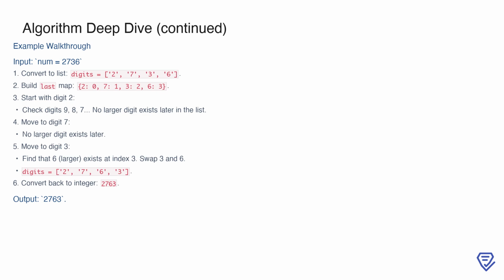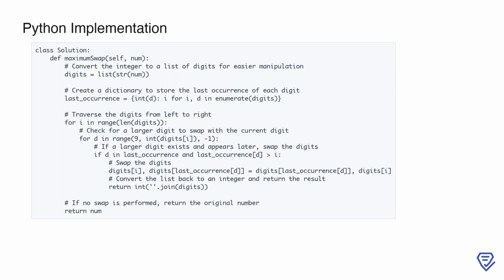We swap 3 and 6, resulting in the list 2, 7, 6, 3. Finally, we convert this list back into the integer 2763, which is the largest number achievable with one swap. The output for this example is 2763. The solution to LeetCode problem number 670, Maximum Swap, is implemented in the function maximumSwap.